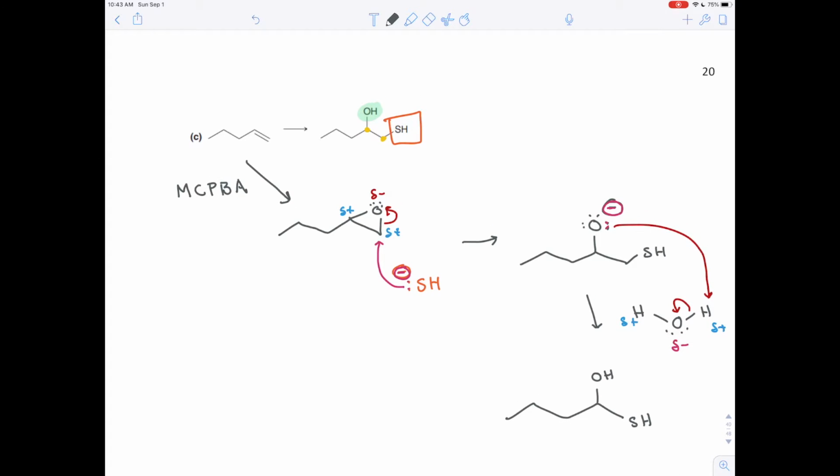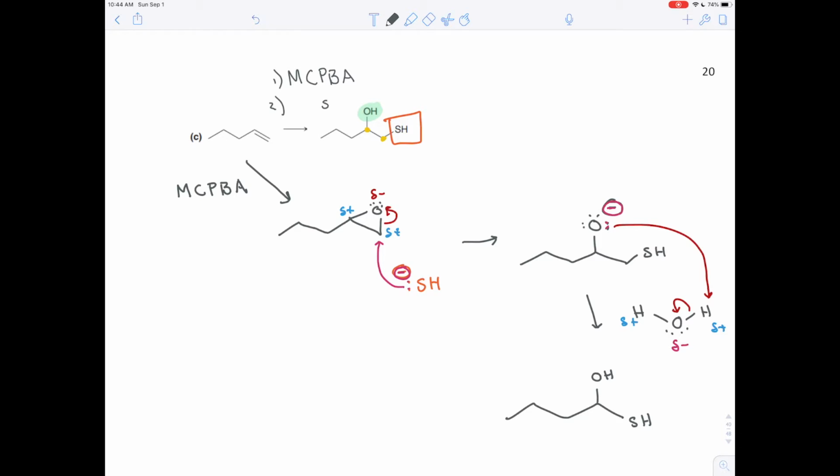Okay, so the steps we went through to get that. First, we had to turn the alkene into an epoxide, and we did that by adding MCPBA, metachloroperoxybenzoic acid, a peroxy acid. Once we did that, we had to add our second functional group, and so an SH minus.